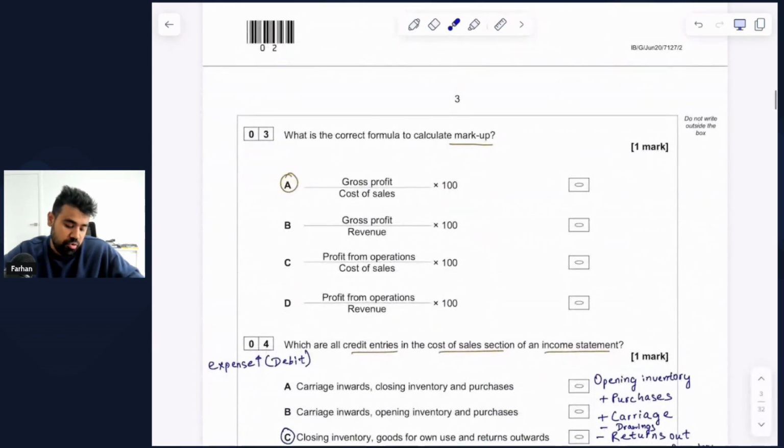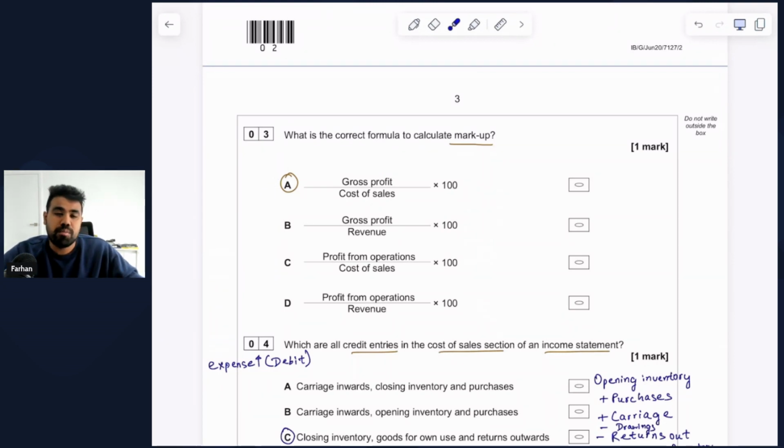Moving on to question number 3, what is the correct formula to calculate markup? I'm pretty sure you know this. This is very straightforward and easy. You can also find this on page 33 of the syllabus. It's gross profit divided by cost of goods sold multiplied by 100, and therefore A is the correct option.